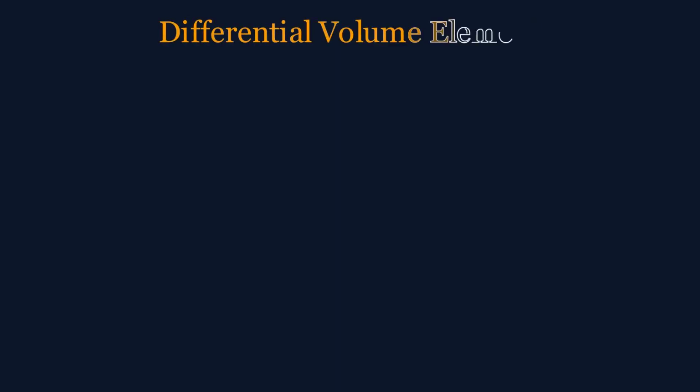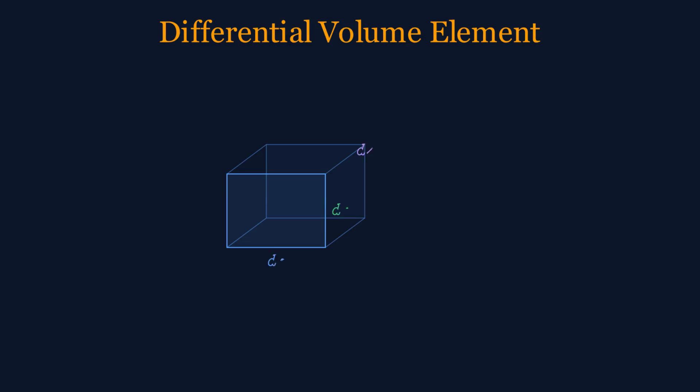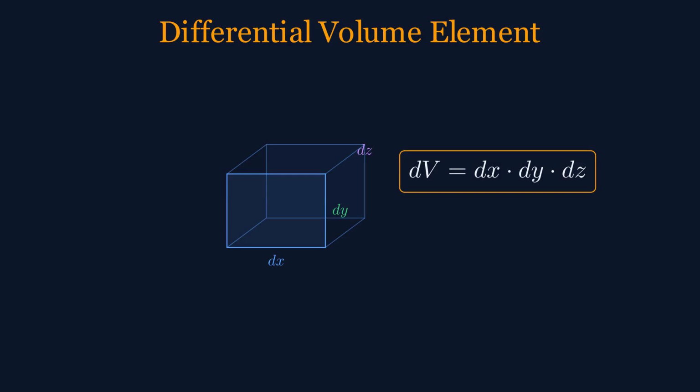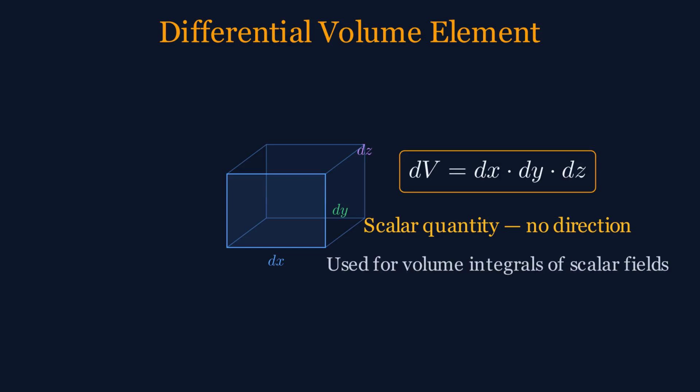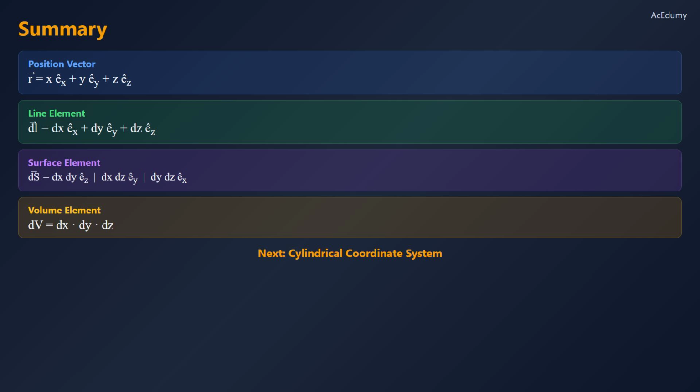The differential volume element is the simplest of the three. It is a scalar quantity. dv equals dx times dy times dz. This represents the volume of an infinitesimal rectangular box. Unlike dl and ds, the volume element has no direction. We use it whenever we integrate a scalar field over a volume, for example, when computing total charge from a charge density. Let's review. In the Cartesian coordinate system, the position vector is r equals x ex plus y ey plus z ez.